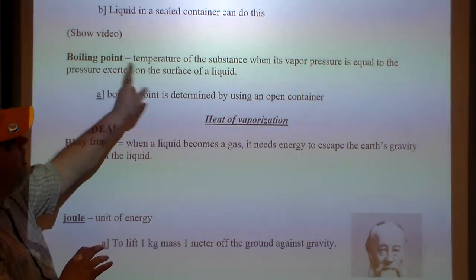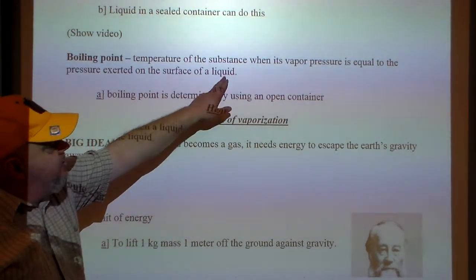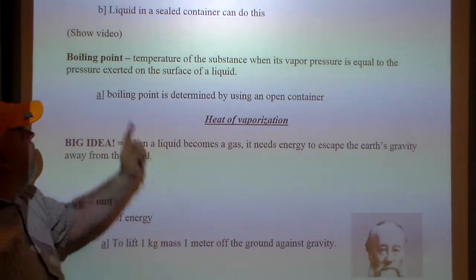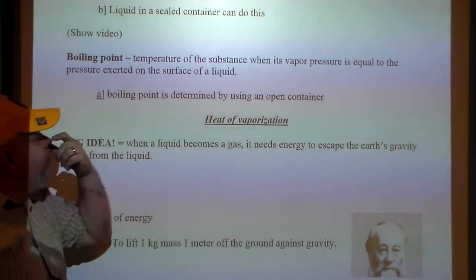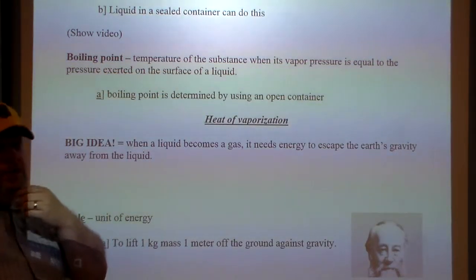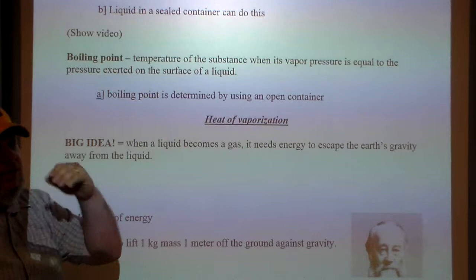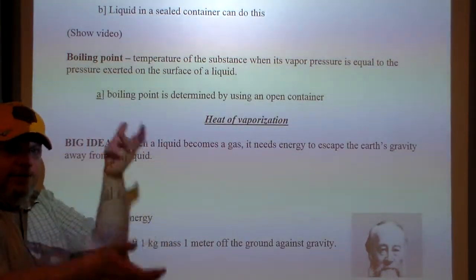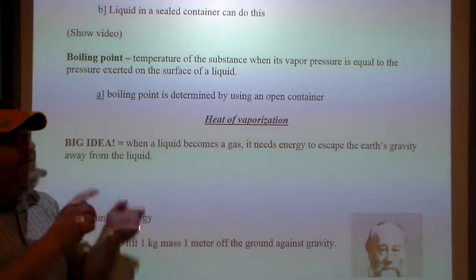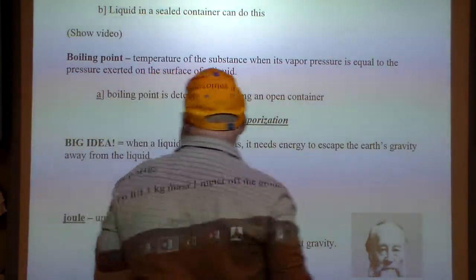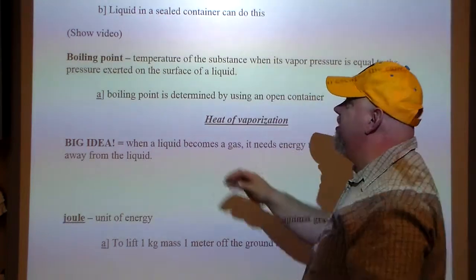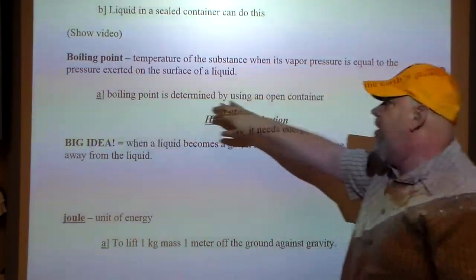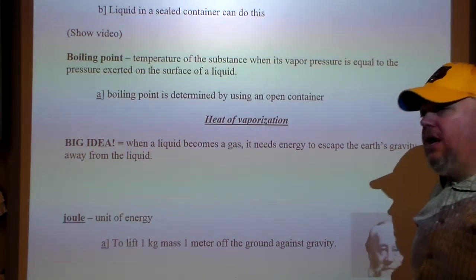Now, the boiling point is the temperature of the substance when its vapor pressure is equal to the pressure exerted on the surface of a liquid. So there's two pressures that you're looking at. There's the vapor pressure, which is what we get from evaporating and condensing at the same rate. Then we've got to look that it's got to be equal to the pressure that's put on the surface of a liquid. And typically the boiling point is determined by using an open container.